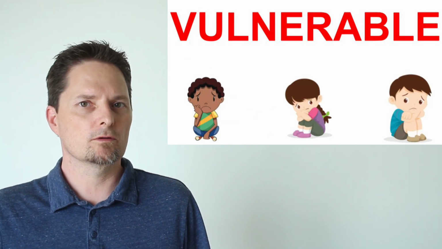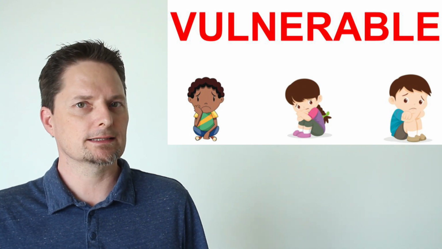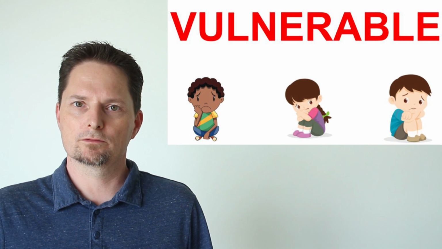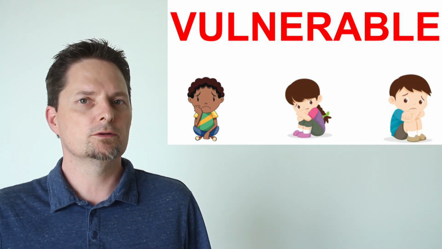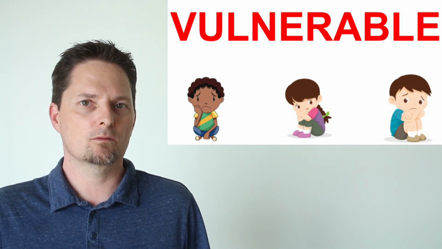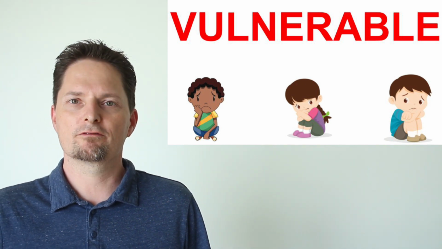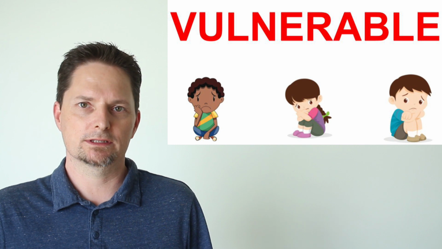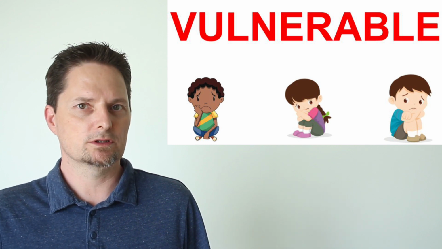Children are vulnerable because they're small. They can get hurt easily. They're vulnerable to many things. Children are vulnerable to bad influences. It's easy to influence them in a bad way because they're young and they don't have experience. So they're vulnerable to bad influences.